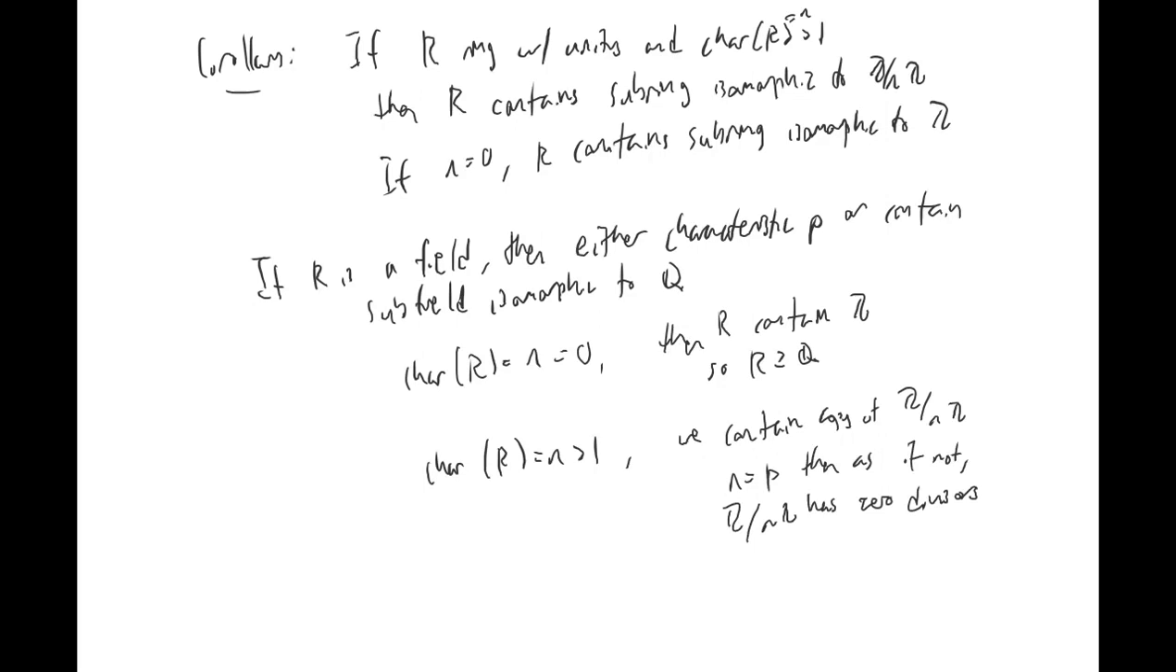If you're a composite, then you have zero divisors. But R is a field, right? And a field cannot have zero divisors. So you see fields are either characteristic P for P prime, or they're characteristic 0, in which case they have a copy of Q, right? So if you think of any field that's characteristic 0, like R, C, right? They all contain a copy of Q.